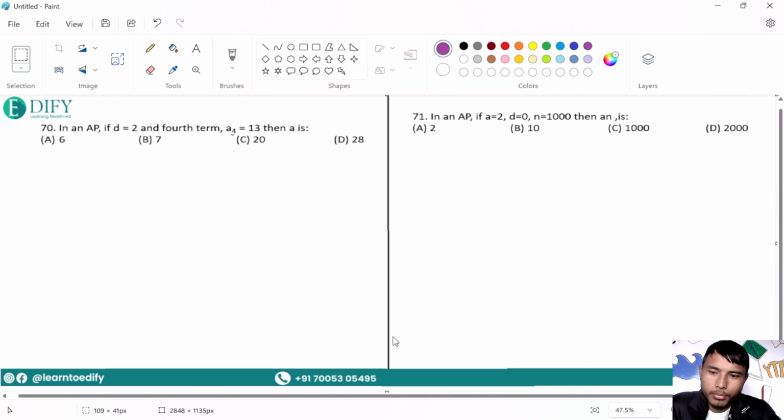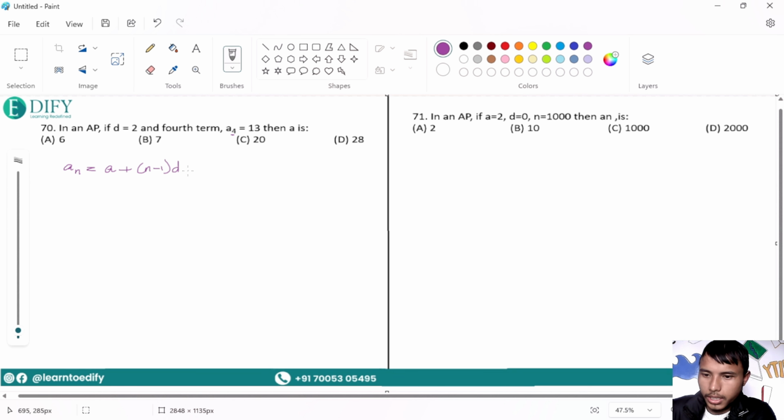So the first question, number 70: in an AP, if D is equal to 2 and the fourth term, which is A4, is equal to 13, then A is? We use the arithmetic progression formula. A nth is equal to the nth term, which is equal to A plus n minus 1 D. What is A? A is nothing but the first term. And what is n? N is nothing but the term, the number of terms basically.